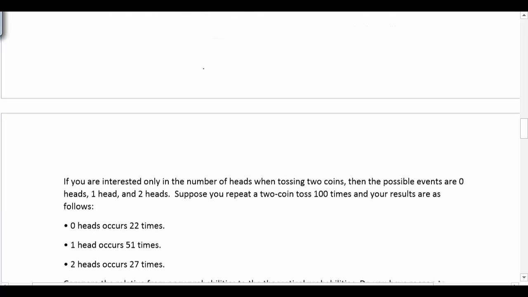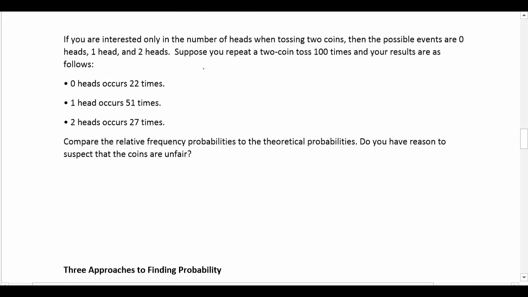Okay, so let's take a look at that. If you're interested in only number of heads when tossing two coins, the possible events are 0 heads, 1 head, or 2 heads. Suppose you repeat a 2-coin toss 100 times and your results are as follows. So in other words, I've gone out and I've done the experiment, and I'm going to record out of the times I did it a certain event. Let's see, compare the relative frequency probabilities to the theoretical probabilities. Do you have a reason to suspect the coins are unfair?